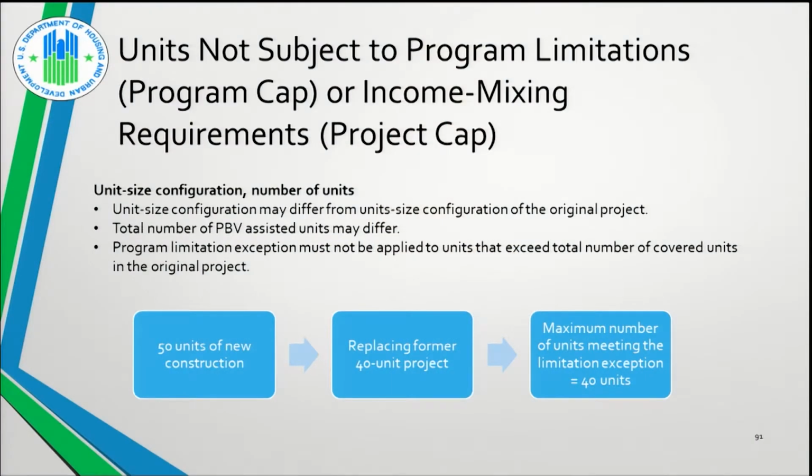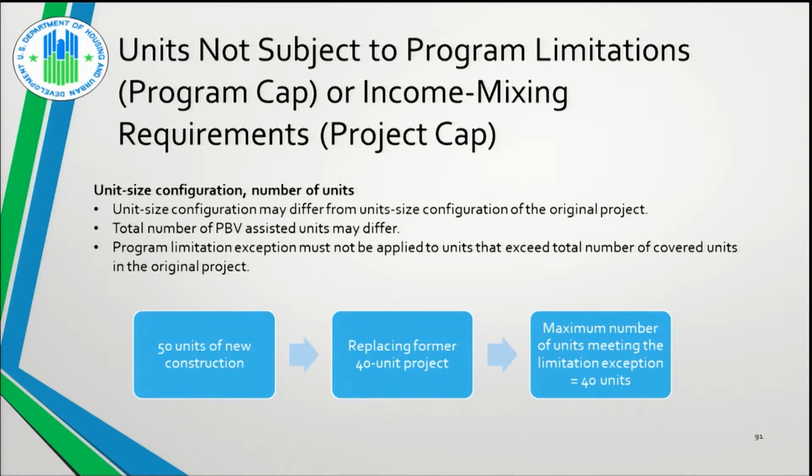Moving on to unit size configuration. The unit size configuration of a PBV new construction or rehabilitation project may differ from the unit size configuration of the original project that the PBV units are replacing. The total number of PBV units may also differ. However, under no circumstance may the program limitation exception be applied to units that exceed the total number of covered units in the original project.